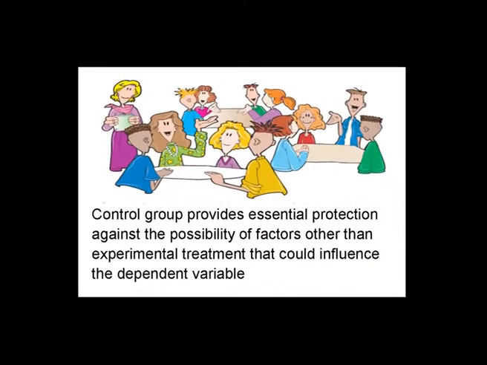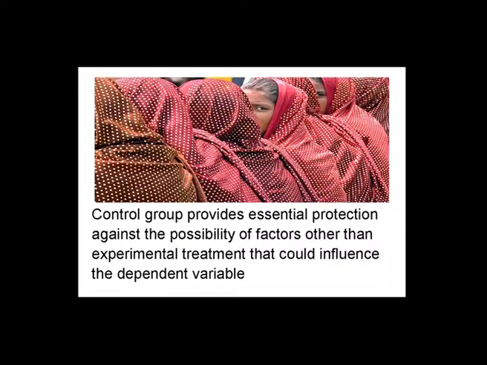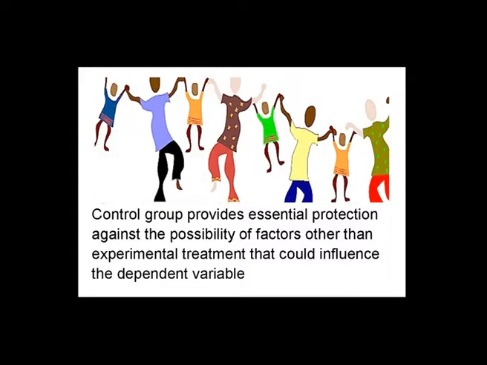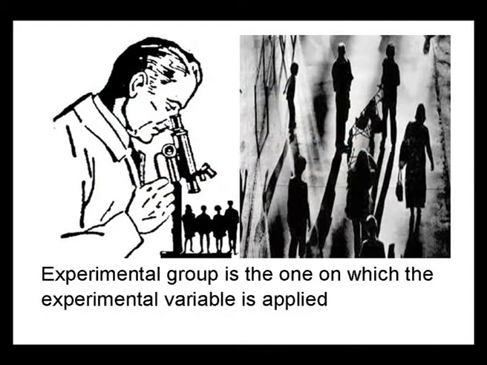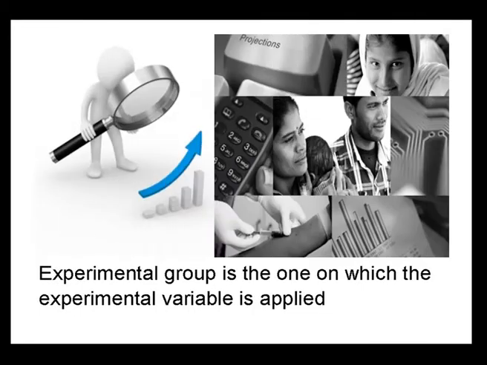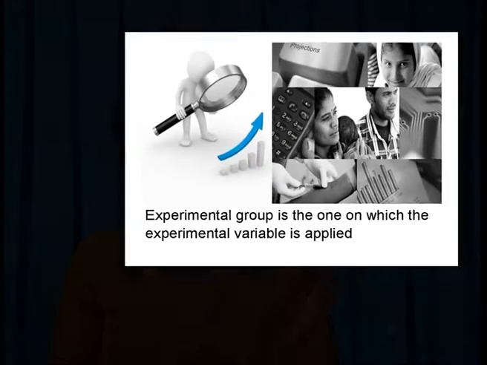To conduct an experiment, we should have two groups, a control group and an experimental group. The control group provides essential protection against the possibility of factors other than experimental treatment that could influence the dependent variable. The experimental group is the one on which the experimental variable is applied.